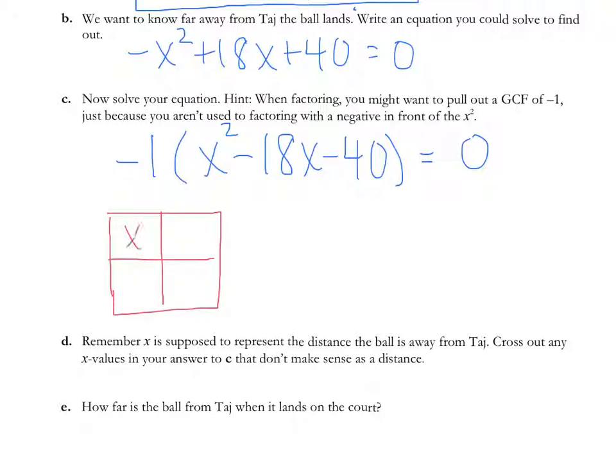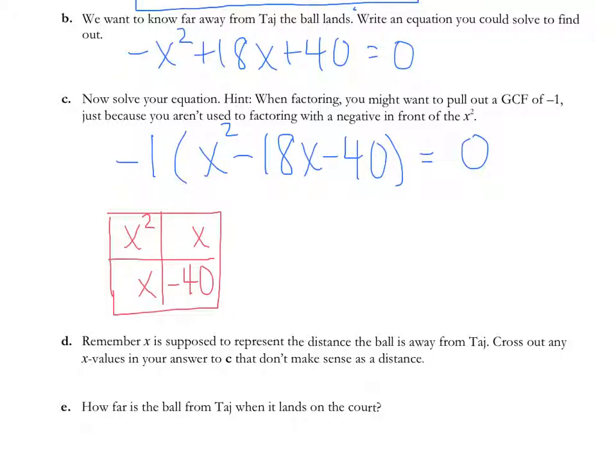Now remember, our x squared will go in the top left box, our negative 40 will go in the bottom right, and then these other two boxes will be something times x, and we need to figure out what those numbers in front of the x's should be. So when we're talking about a monic quadratic, we know that these two numbers have to multiply to give us a negative 40 and add to give us a negative 18.